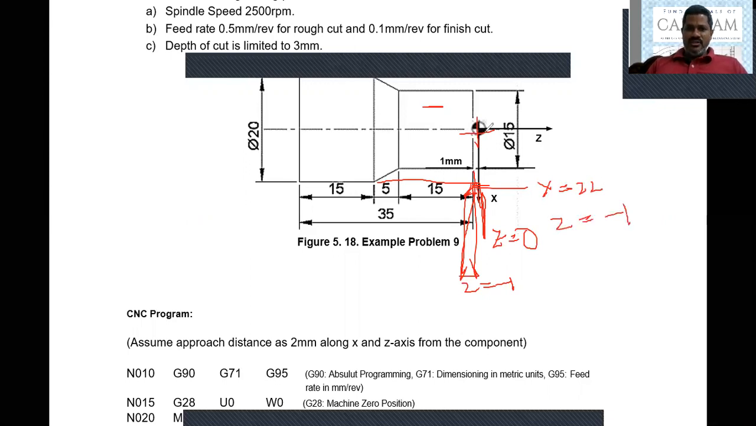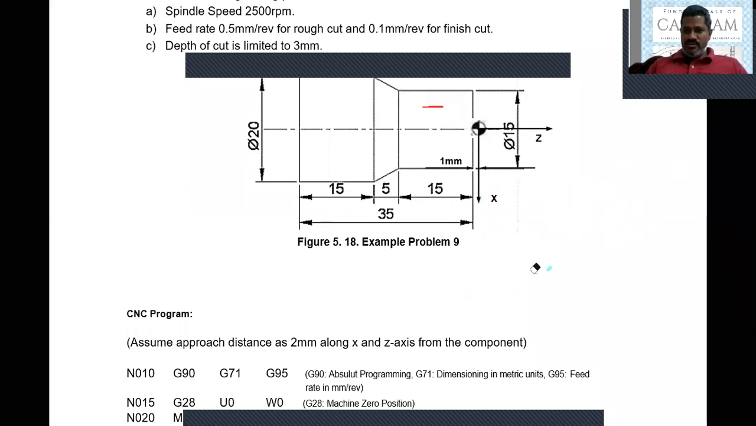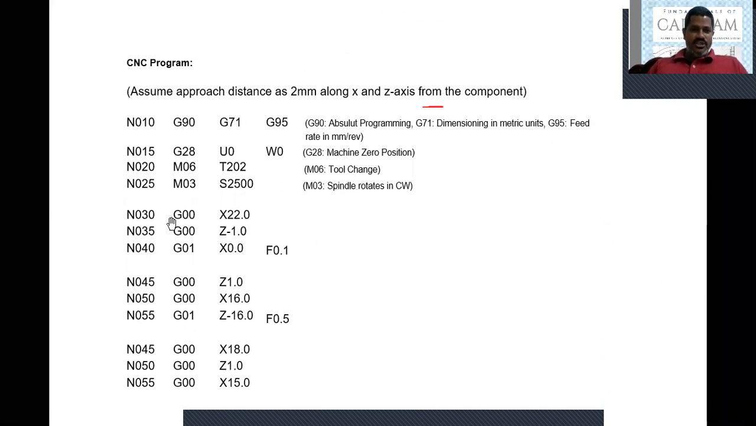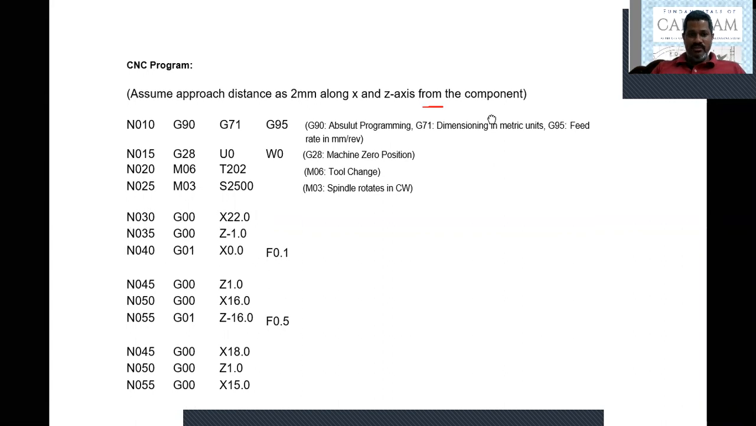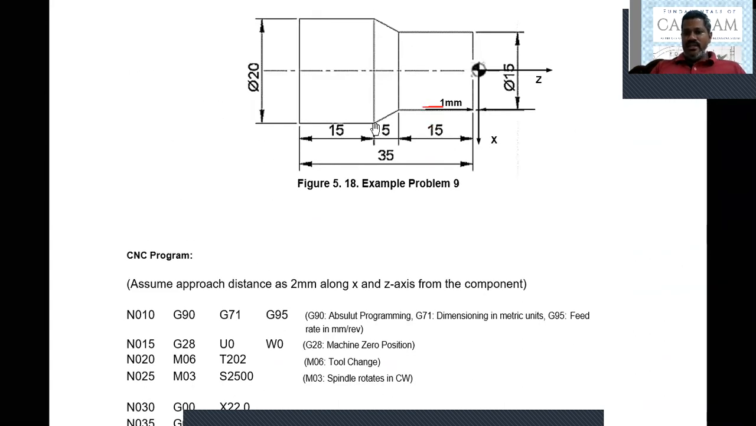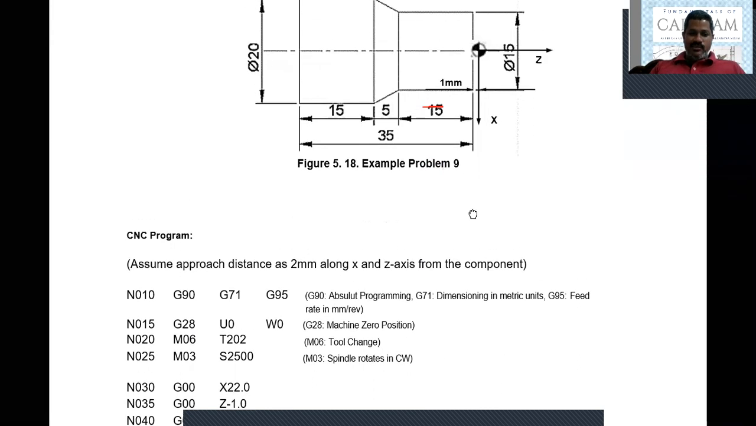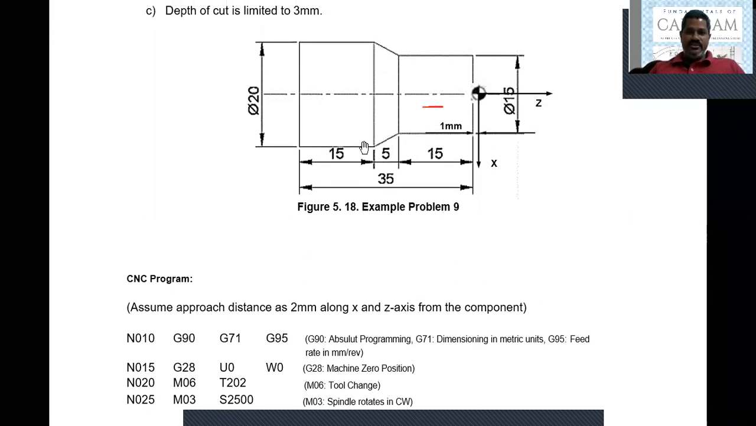Now, as you can see in this figure also, let me move to the program to see how coordinates are specified. As you can see, Z0. I am taking a new block, the N30 block, which tells us to move the tool to X22. That means the tool will move rapidly to the X coordinate value, that is X22. Then I am moving the tool to -1 distance towards negative Z axis. You can see here. So now my tool is exactly at this location.